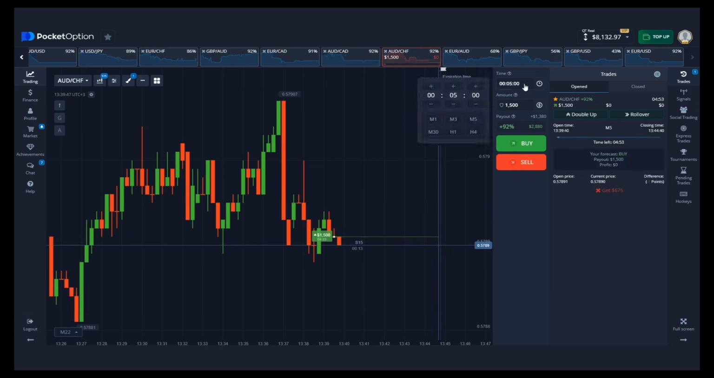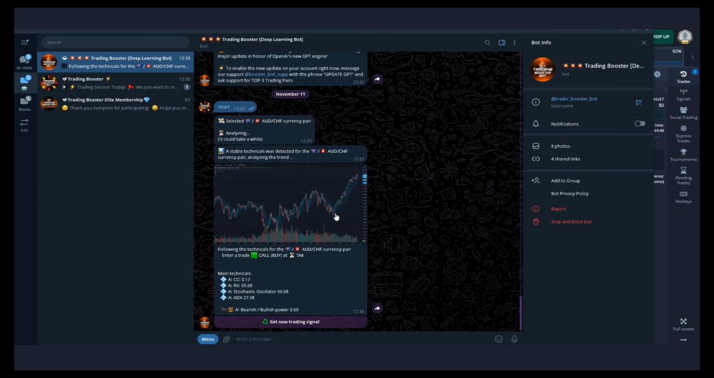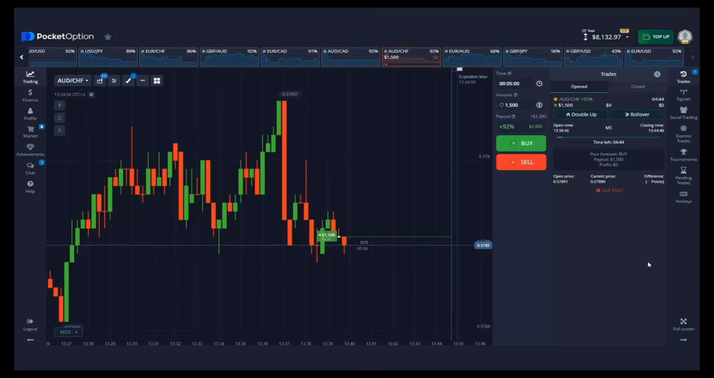And who is 5 minutes of expiration, or in other words, 5 minutes per trade? For all the people who only have a cell phone, all you have to do is go to BoosterBot, get a 5-minute signal from BoosterBot.